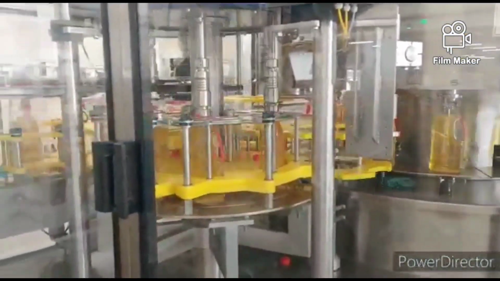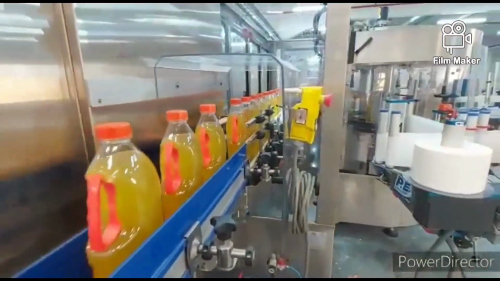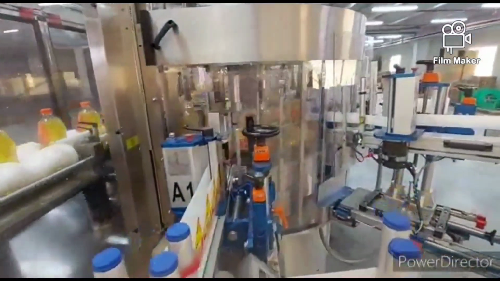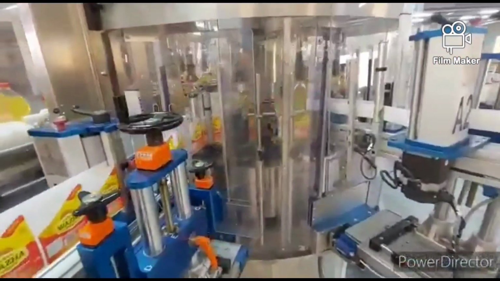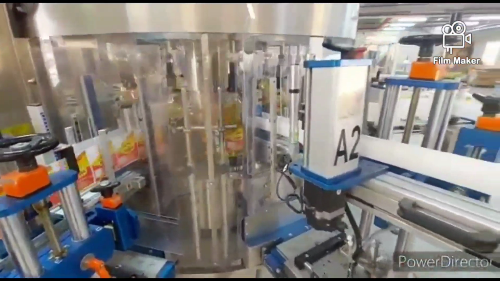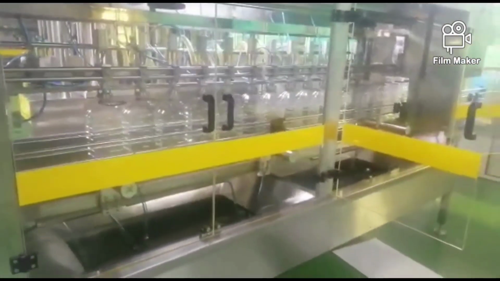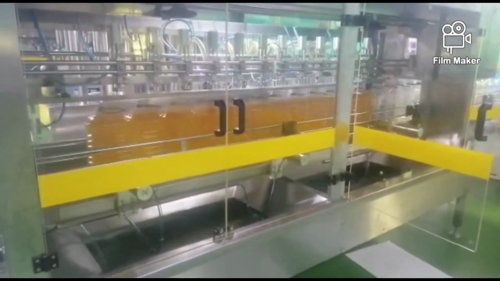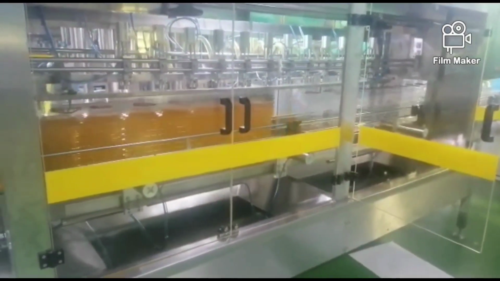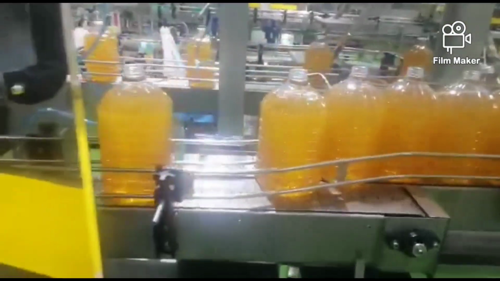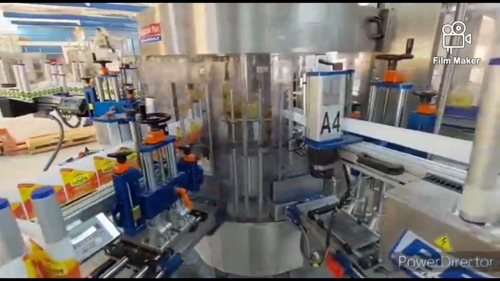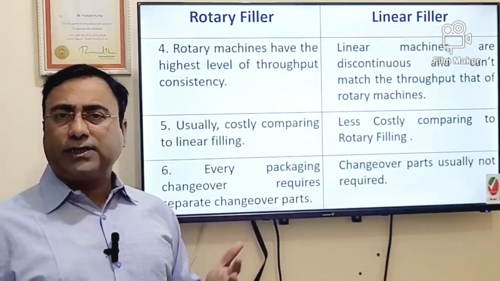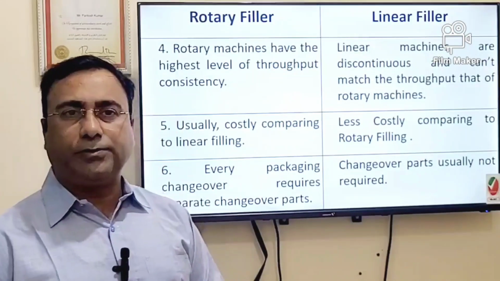You may wonder why I have compared both filling systems. It is an obvious understanding that if you want higher speed, you should go for the rotary, and for limited speed there is the linear. But now linear filler speed has increased, and some companies also produce rotary fillers with lower or medium speed. So these are the 6 differences that I have observed.